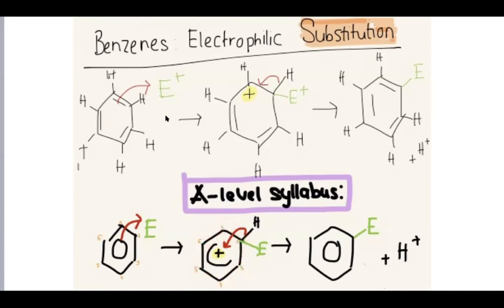But remember, if you compare it to the above diagram, the positive sign is on carbon 1. Okay, if this is 1, this is 2. Electrophile sits on carbon 2, the positive sign is on carbon 1. This time, the positive sign is delocalized inside the ring. Okay, I do not put the positive sign on a specific carbon.